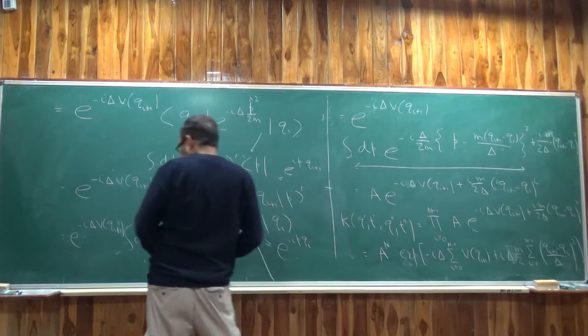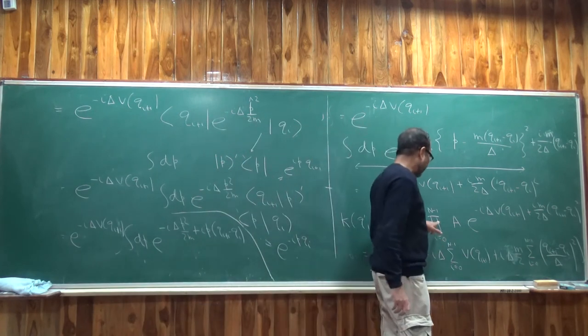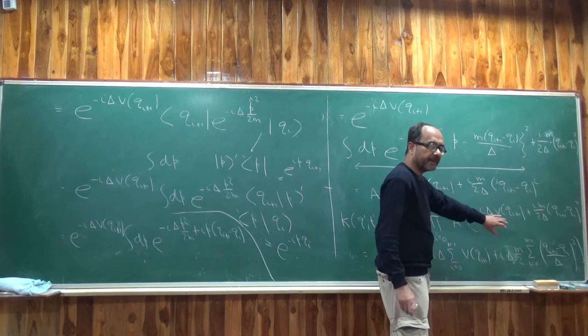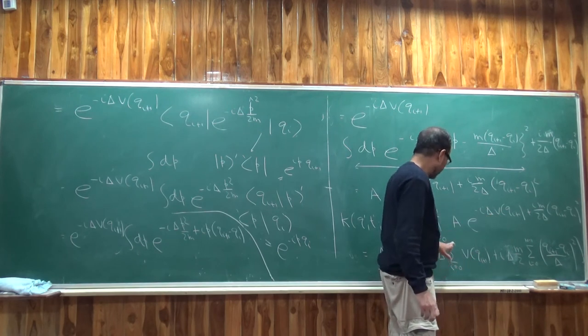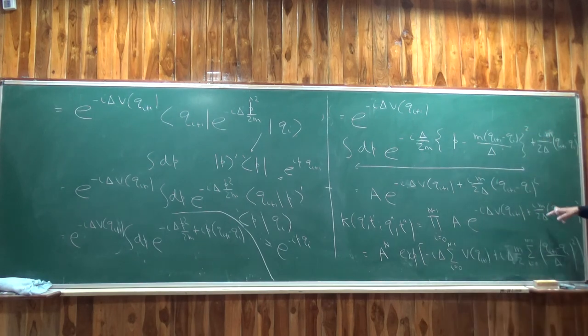So let's see what we have done. The first one is straightforward. I have just written exponential minus i delta times the sum over this, because the product becomes a sum from i equal to 0 to n minus 1. In the second term, i m over 2, I have taken a delta outside so that this becomes delta square, and I wrote that delta in the denominator over here.